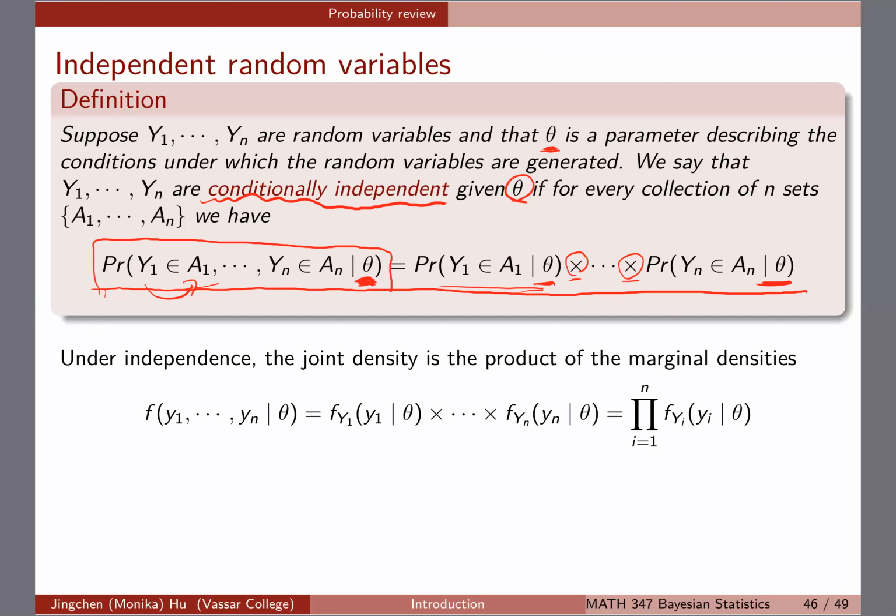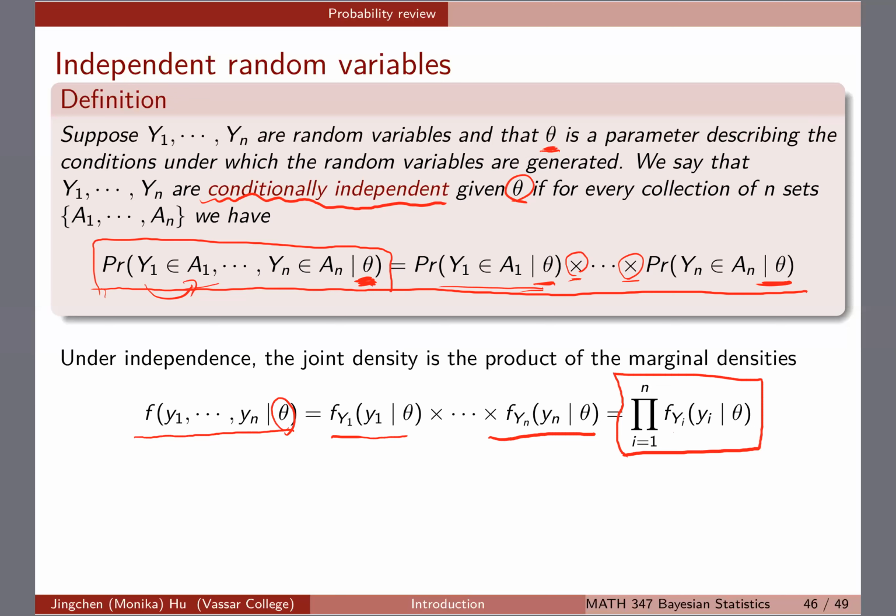So under independence, the joint density will be the product of the marginal densities. Generically, you can write on the left-hand side the joint density of all of the y's given the parameter in the model. Because of conditional independence, you can write the joint as the product of the marginals, and very commonly you will see throughout this semester that we use this kind of notation. Because they're conditionally independent, the joint becomes the product of the marginals.